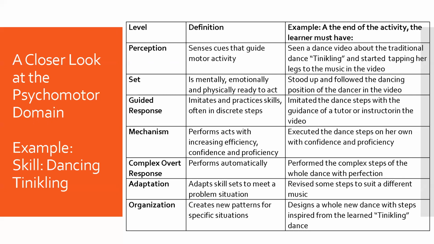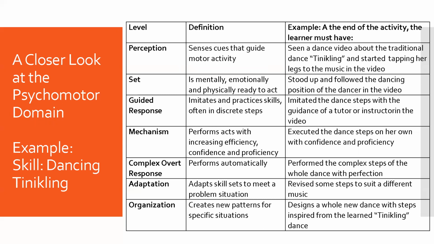The third step is where the person tries to imitate the dance steps with the guidance of a tutor or instructor in the video. And for the next level, mechanism, the individual now tries to execute the dance steps on her own with confidence and proficiency. So the movement here becomes automatic. And the next level, complex overt response, the person or individual performs the actions or the whole dance with perfection, like an expert.